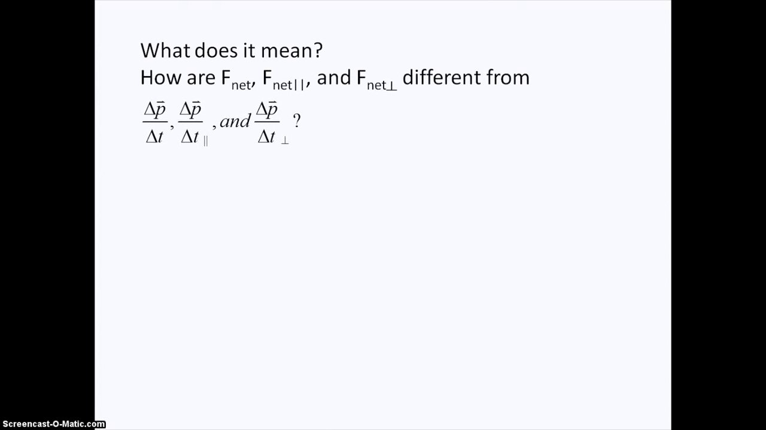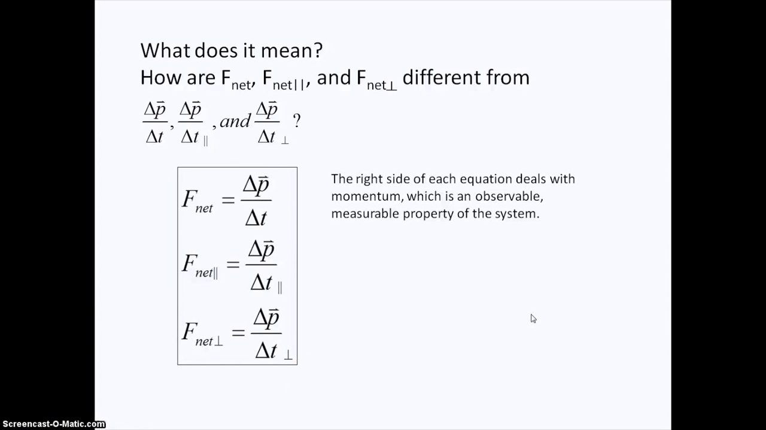What does it mean? How are F net parallel and F net perpendicular different from delta p over delta t parallel and delta p over delta t perpendicular? Over the course of this lab, we have used these equations. The right side of each equation deals with momentum, which is an observable, measurable property of the system. The left side of each equation indicates the total forces acting on the system.